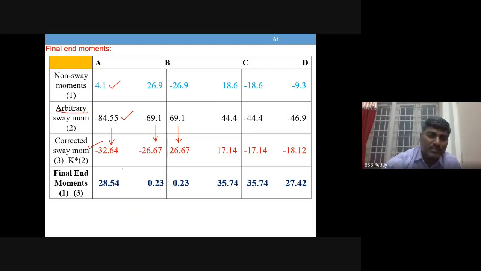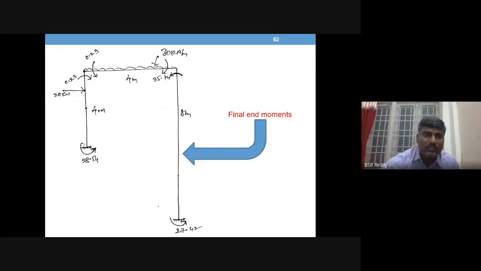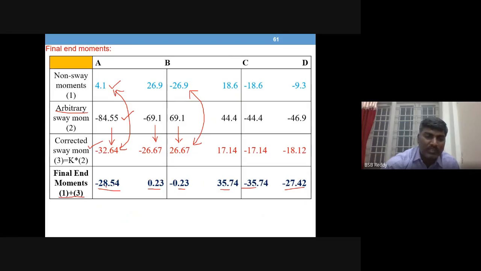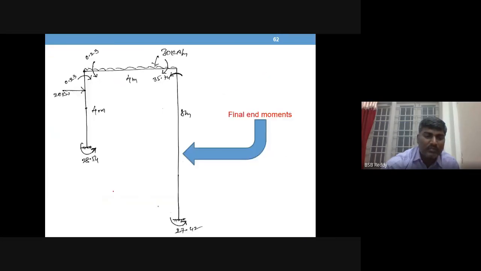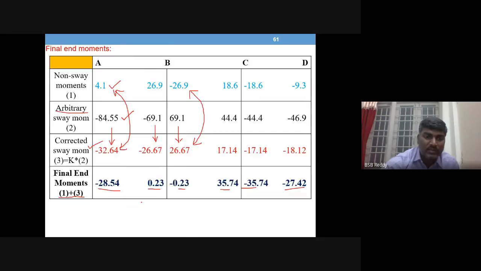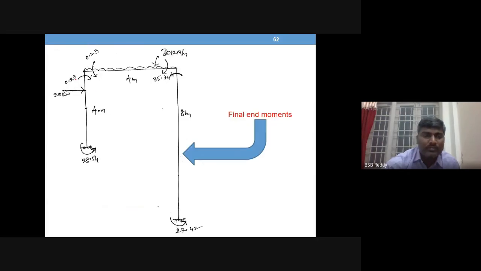These are arbitrary, just assumed. So final moments means add these two. Okay, add this and this, rows 1 and 3. Add 1 and 3. These are the final end moments. Okay, so now you can just draw the BMD for this. So this is how moments are being represented: minus 28.54 anti-clockwise, plus 0.23, plus 0.23, minus 0.23.